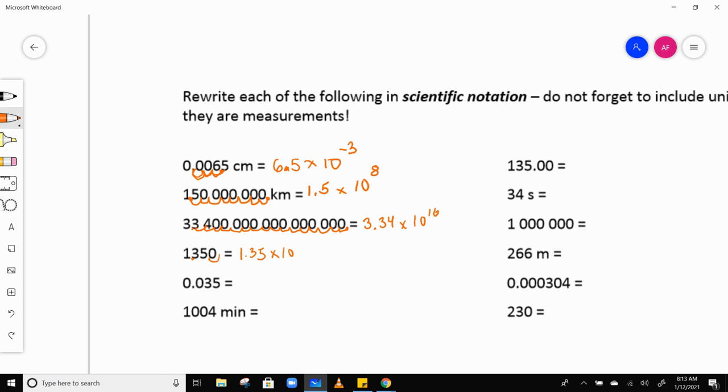times 10, and we got to move the decimal 1, 2, 3 to the third. This one here, the decimal is going to be moved between the 3 and the 5, so 3.5. And we have to move it 2 places. So times 10 to the negative 2, because this number is less than 1. It's a decimal. So if it's less than 1 in a decimal, then it's a negative.